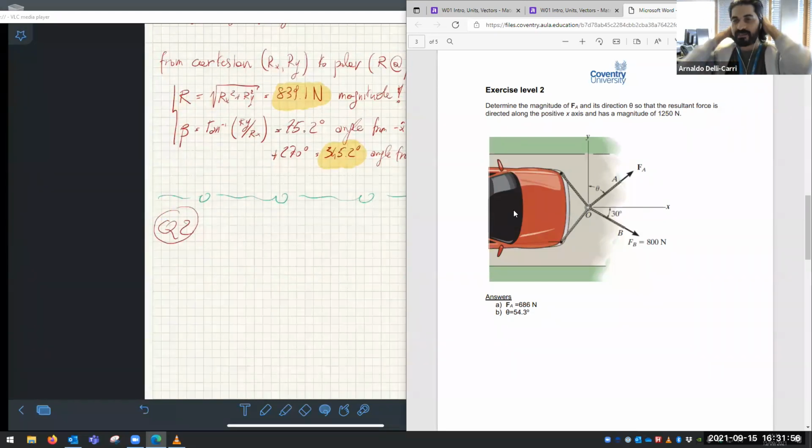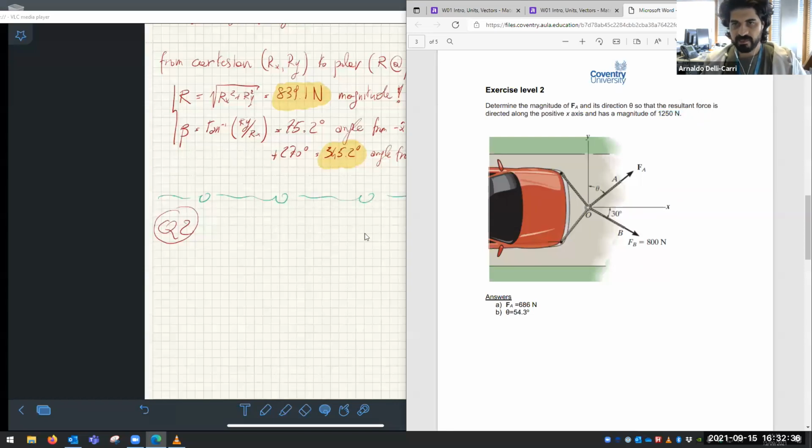Question 2 says, determine the magnitude of this force Fa and the direction theta so that the resultant force is completely along the x-axis and has a magnitude of 1250. It looks like it's the inverse problem. In the first question, we knew the two forces and wanted to find the resultant. Here, we know one force and the resultant, and we want to find the force that makes the resultant this large and completely along x.